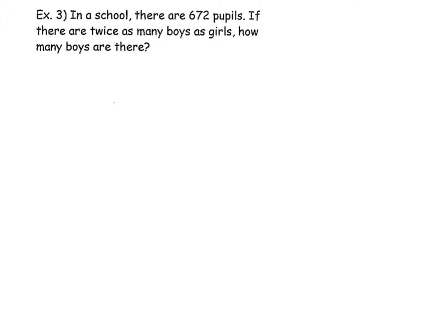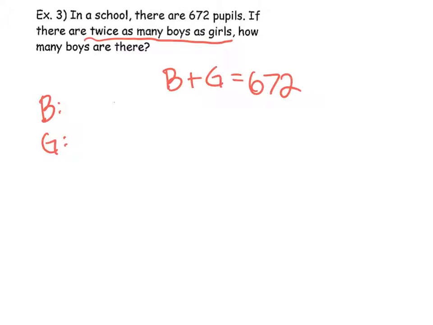Number 3, I want you to try this with the people at your table. I need to know boys is what, girls is what. I will tell you right now that boys plus girls equals 672, right? That's what it says, first sentence. There are twice as many boys as girls, so I'll underline that. You need to pick the gender that has less. Which gender has less, and that's what you focus on. So with your 3 brains or your 4 brains, whoever's at your table, go ahead and get started.